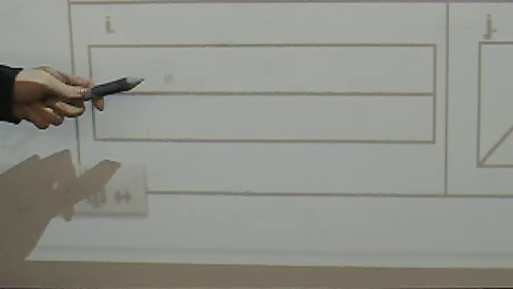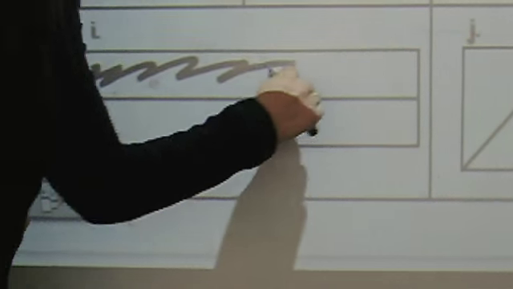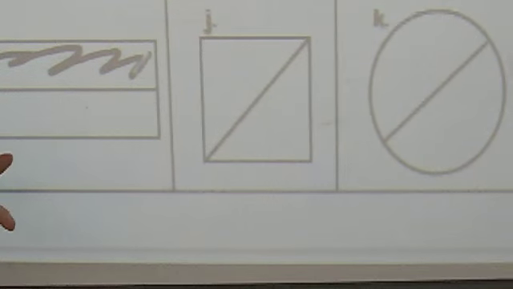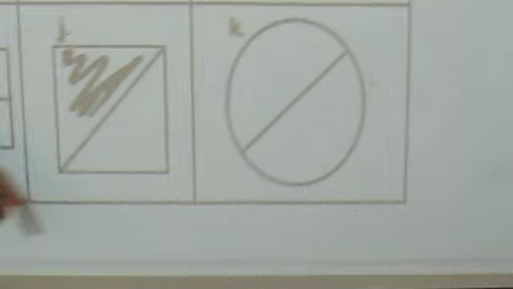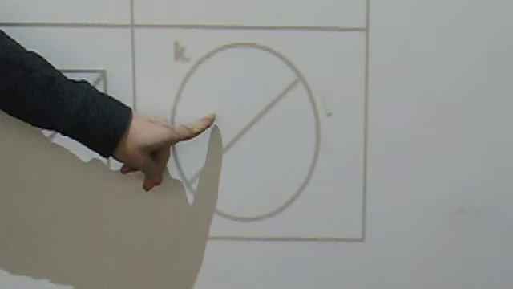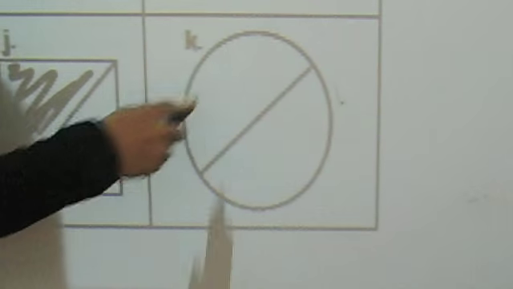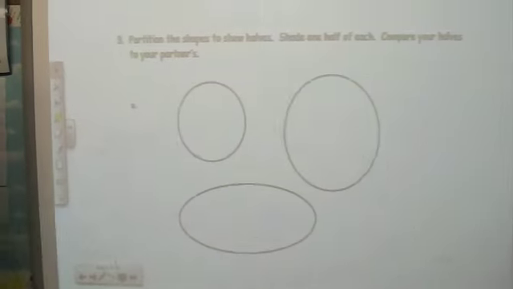Let's look here at I. There's 1, 2 shares. Are they the same size? Yes, they are. They are equal shares. So we can shade in one piece of it. Let's look at J. How many shares? 1, 2. Are they equal? Yes, they are. So we can shade in one piece of it. Let's look at K. How many shares? 1, 2. Are they equal? Yes or no? Yes, they are. So we can shade in one piece of it. Okay. So that's how we do that page. Let's keep going.